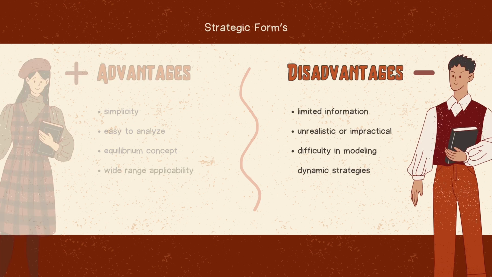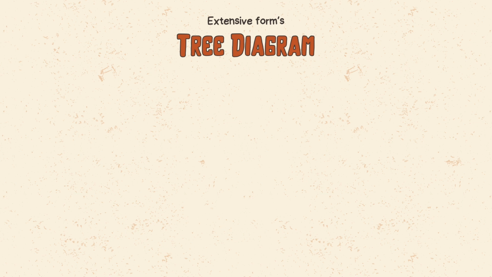While the disadvantages are: limited information. It may not capture the order and the timing of the moves, the history and the context of the game, or the uncertainty and the incomplete information of the players. It may be unrealistic or impractical. It may assume that the players have perfect rationality, perfect information, and perfect computation, which may not be true in real-life situations. Difficulty in modeling dynamic strategies. Strategic form games may struggle to model dynamic strategies where players' actions are influenced by past moves and the expected future behavior of opponents.